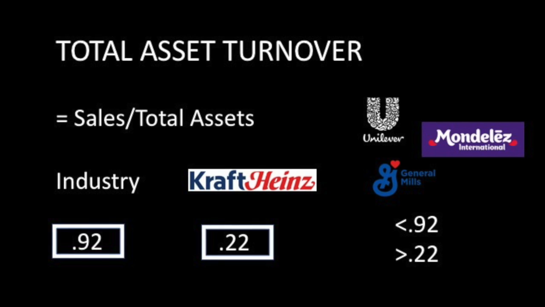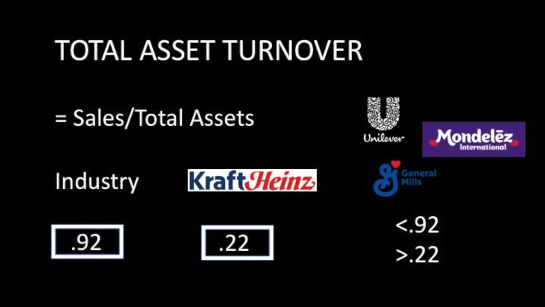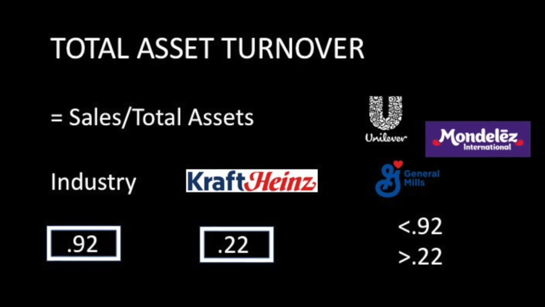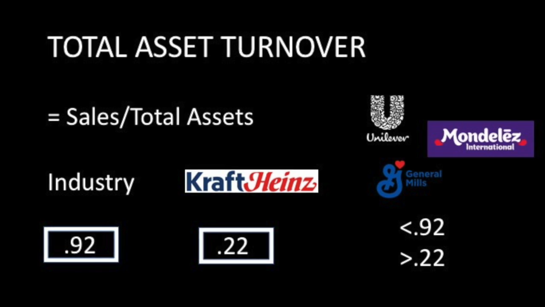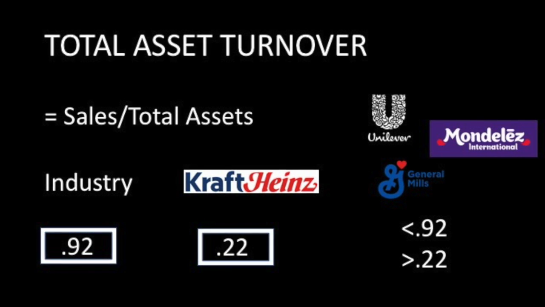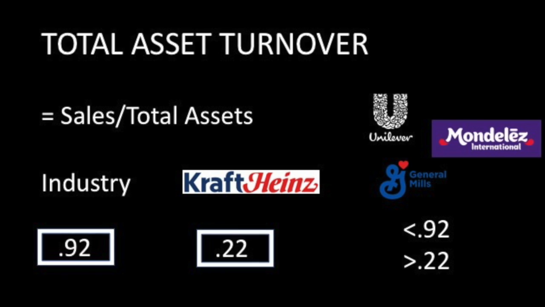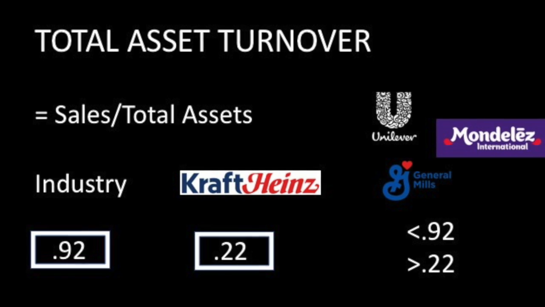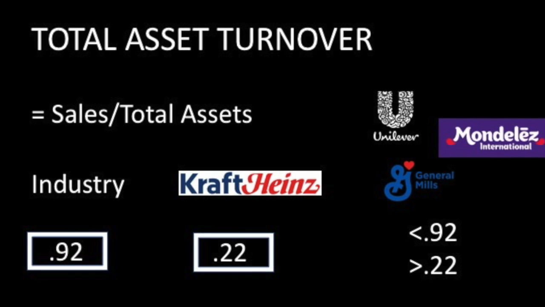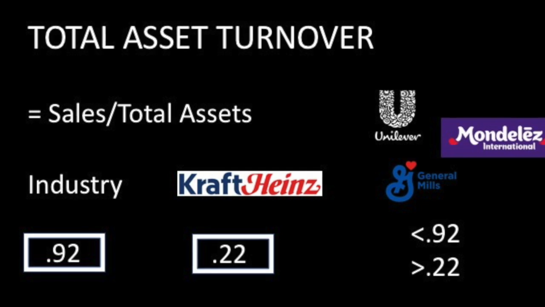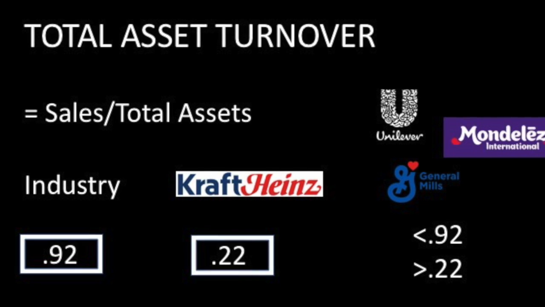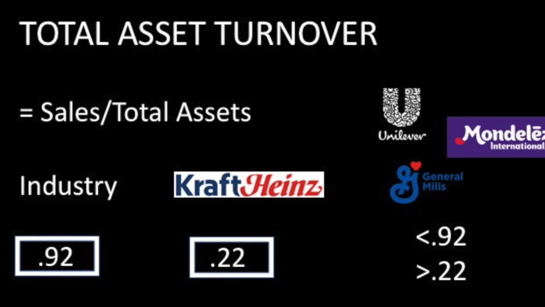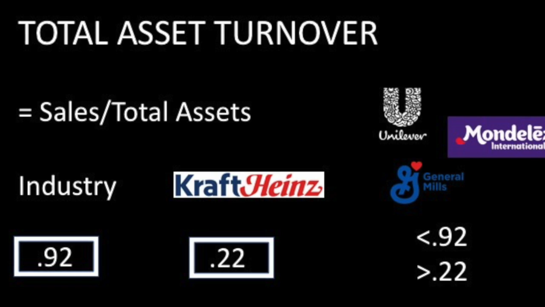Asset turnover is computed by taking sales divided by total assets. The packaged food industry asset turnover is 0.92, while Kraft Heinz asset turnover is 0.22. Unilever, General Mills, and Mondelez all have asset turnover ratios that are below the industry but above Kraft Heinz. This tells us that Kraft is not as efficiently generating sales from its assets. This low asset turnover may be because the company has a substantial amount of goodwill and intangible assets on their statements, which could make the number misleading.